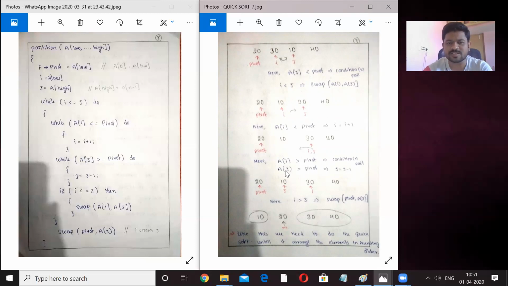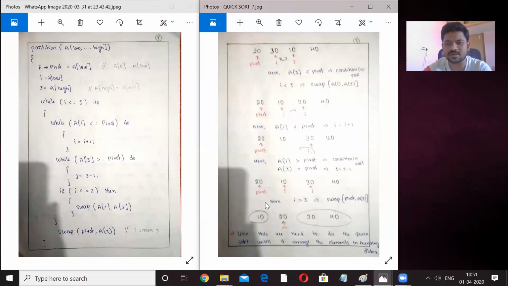So I need to go for the second condition, that is a of j compared with the pivot element. Here a of j is 30 and my pivot element is 20. So a of j is greater than my pivot element, the condition is true, then j is equal to j minus 1. So j will be decremented by one position. Now i is greater than j, so swap the pivot element with a of j. By swapping these two elements, I got the output as 10, 20, 30 and 40.